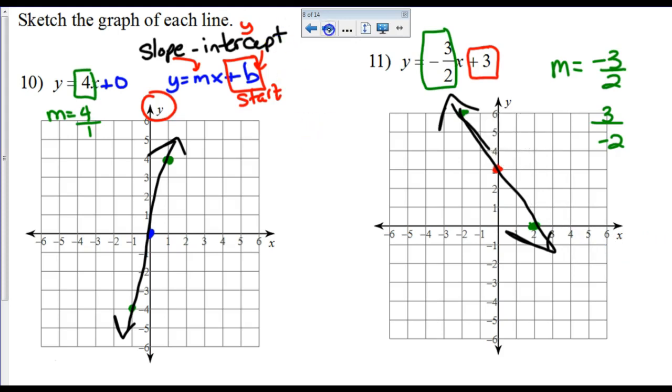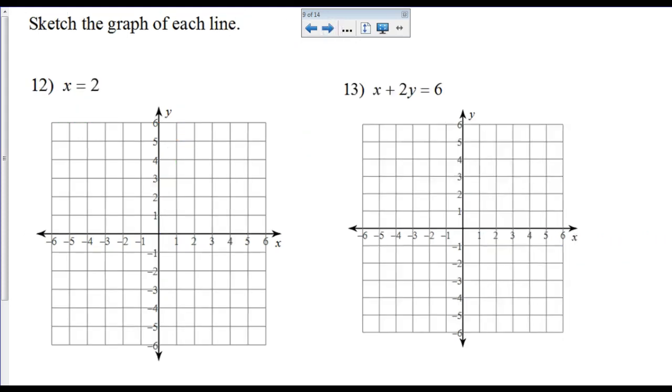Alrighty, moving along. Let's graph some other ones here. X equals 2, that is a specialty line. It's one of the lines that are from one of the axes. It's not a diagonal line like you're used to. This one is going to be a vertical line.